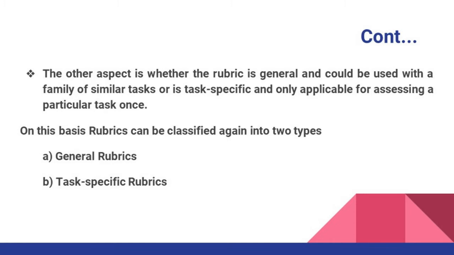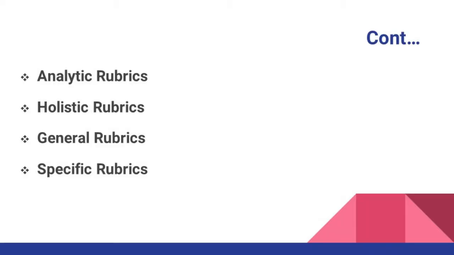Now, first we discuss what analytic rubrics are. In analytic rubrics, there are several indicators, categories, criteria, and levels of performance for each category. In other words, you can say that work on each criterion for various levels is described separately in analytic rubrics.